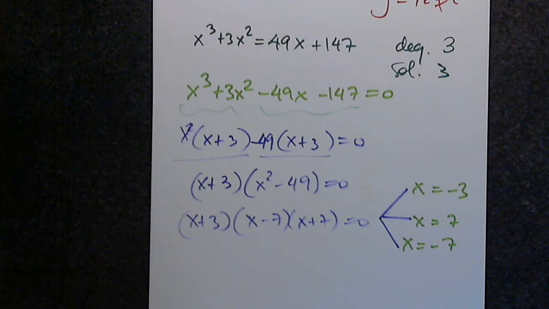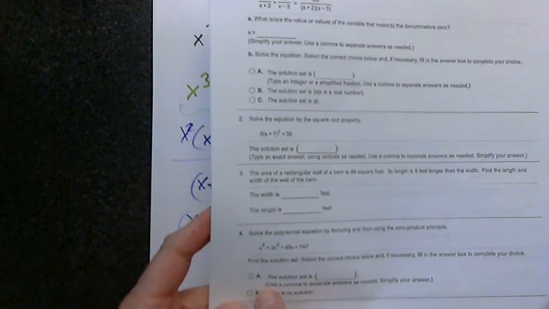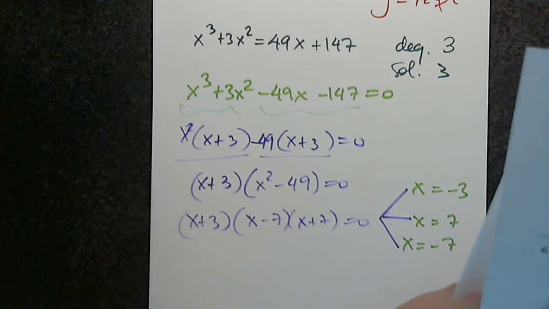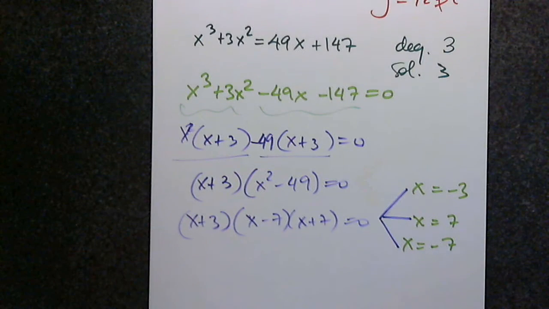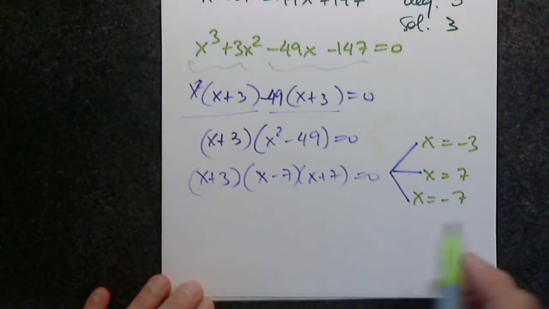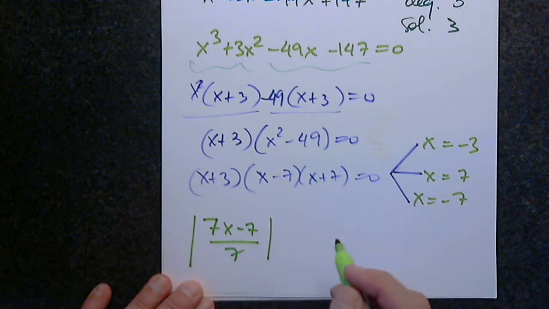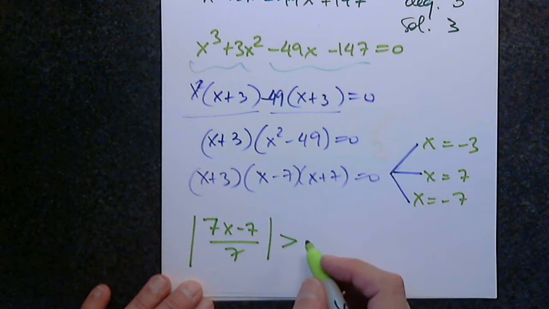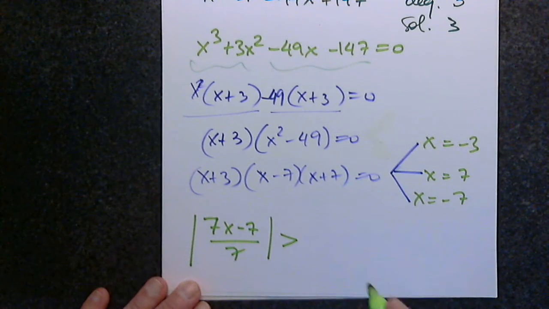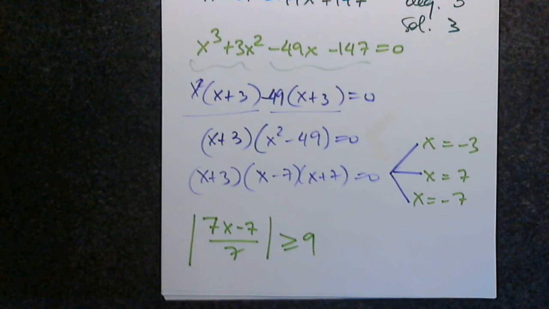Okay, anything else? Which one? You're talking about the answer? No, number 8. Number 8? Yes. Oh, I'm so sorry, I couldn't hear. Number 8, yes. In number 8, we have an absolute value inequality, which is the absolute value of 7x minus 7 divided by 7, greater than, is it greater than or equal to? Yes. Greater than or equal to 9.